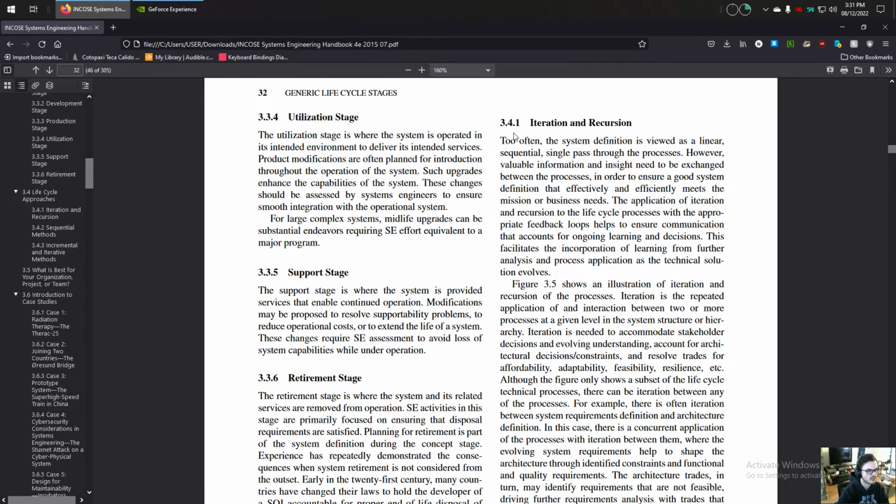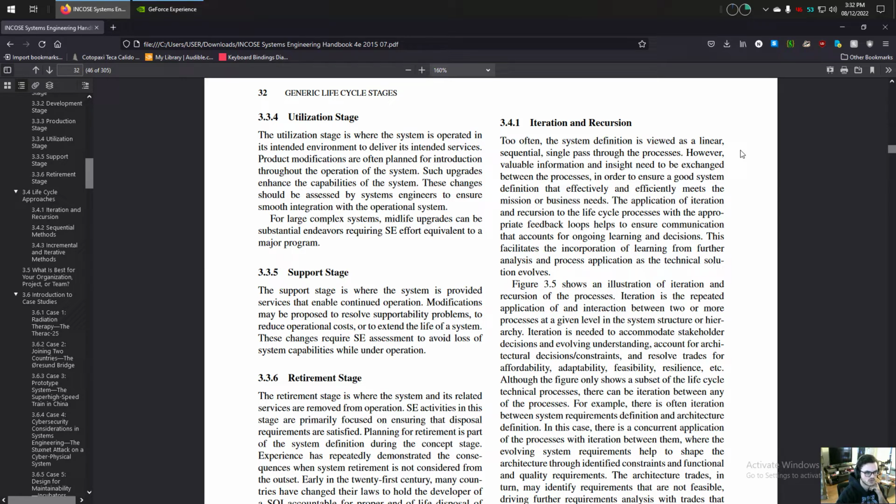3.4.1 Iteration and Recursion. Too often, the system definition is viewed as a linear, sequential, single pass-through of the processes. However, valuable information and insight need to be exchanged between the processes in order to ensure a good system definition that effectively and efficiently meets the mission or business needs. The application of iteration and recursion to the lifecycle processes with the appropriate feedback loops helps to ensure communication that accounts for ongoing learning and decisions.